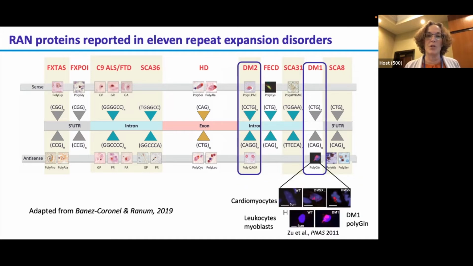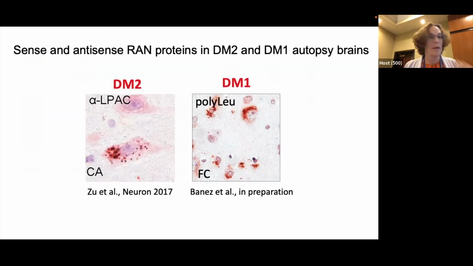So in addition to DM2 and DM1, they are found in a bunch of other disorders, and they can be homopolymeric, dipeptides, tetrapeptides, pentapeptides. There are sense and antisense RAN proteins in DM1 and DM2 autopsy brains. And this is just an example of some of the aggregates that you can see in red.